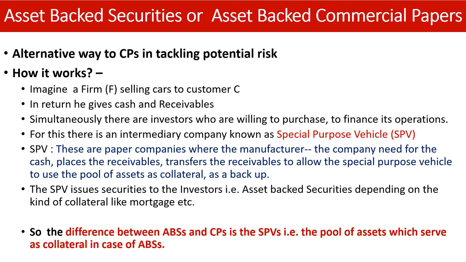Now, for this, there is an intermediary company to facilitate this process, known as SPVs, or special purpose vehicles. Now, what is an SPV? These are paper companies where the manufacturer, in this example firm F, the company in need of cash, transfers the receivables to the special purpose vehicle to use that pool of assets as collateral, as a backup. So here is how the risk is being taken into account. Now the SPV issues securities to the investors, that is, asset-backed securities, depending on the kind of collateral, like mortgages, etc. So the difference between asset-backed securities and the commercial papers which we discussed in the previous example is the SPV which comes into the picture. That is a pool of safe assets which serve as collateral in the case of asset-backed securities.